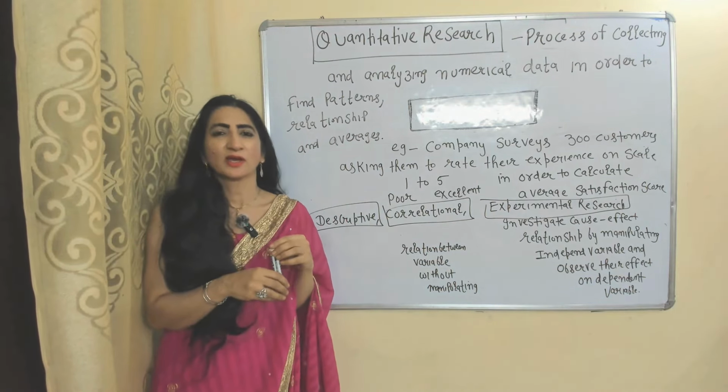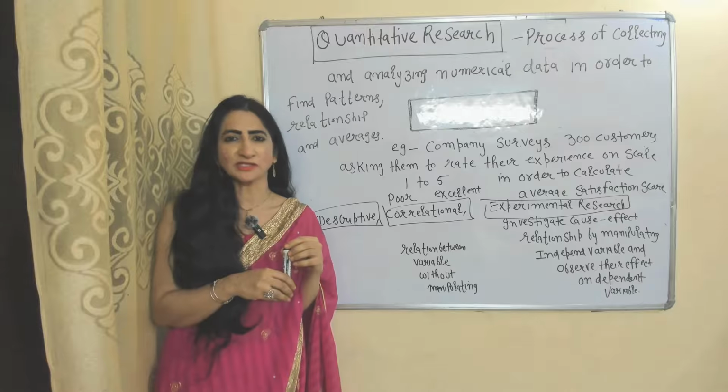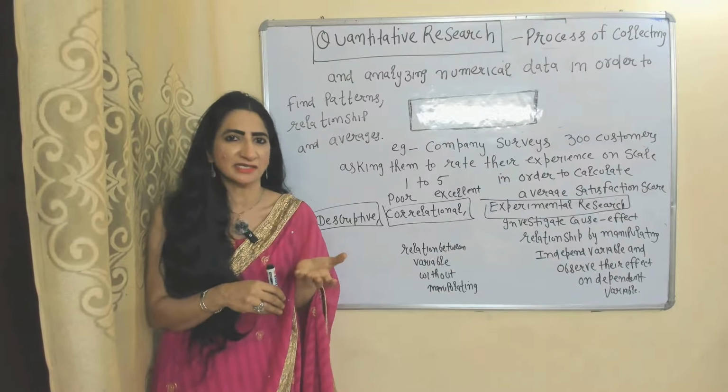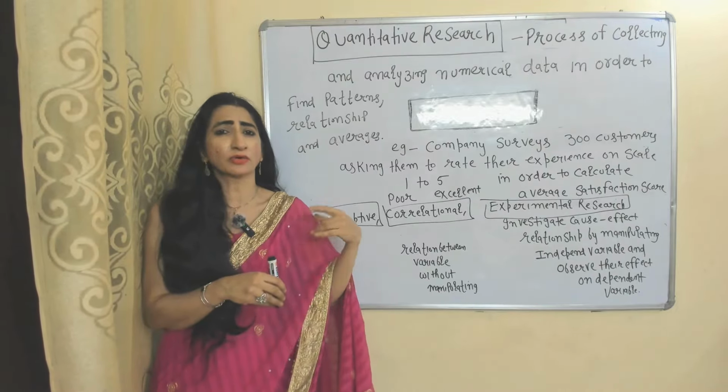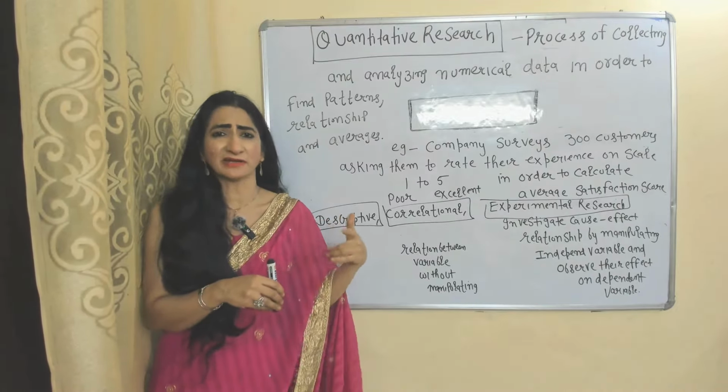Quantitative research. Quantitative research is the process of collecting and analyzing numerical data in order to understand patterns, relationships and averages. For example, a company surveys 300 customers and asks them to rate their experiences on a scale of 1 to 5, 1 for poor, 5 for excellent. Then the company calculates the average satisfaction score. So here you can see the company is analyzing numerical data in order to know the satisfaction level of customers. It will be called quantitative research.